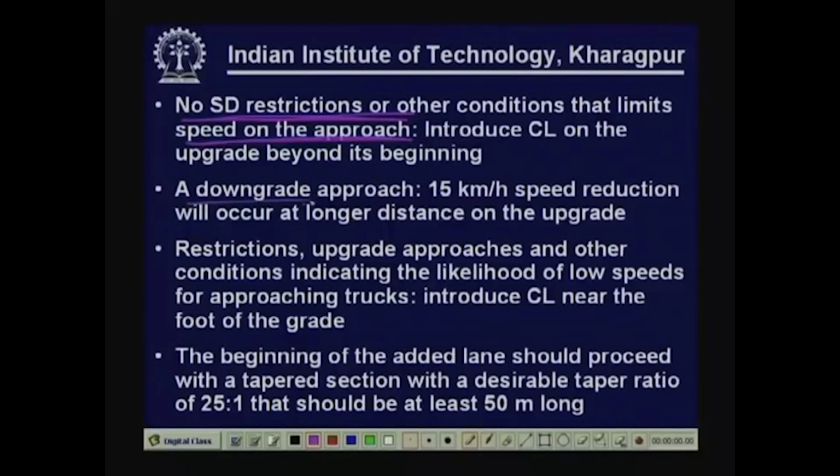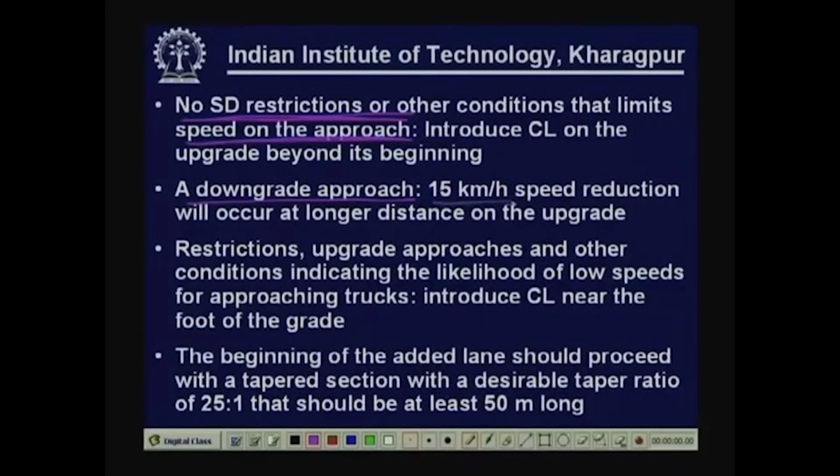If the approach is a downgrade approach, then obviously the approach speed, when the commercial vehicle is trying to negotiate the grade, will be higher. So, in that case a 15 km/h speed reduction will occur at a longer distance than under normal situations. If there is a downgrade approach, one can expect a better approach speed at the beginning of negotiating that grade. So, the 15 km/h speed reduction will occur at a longer distance.